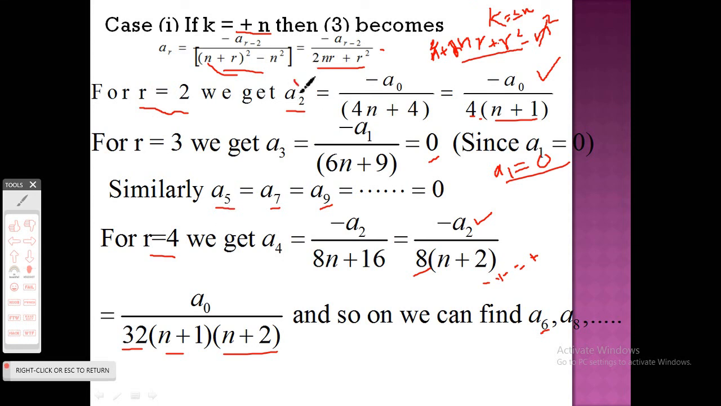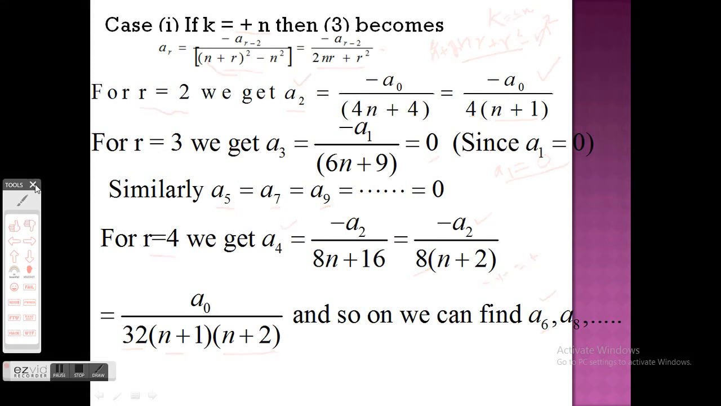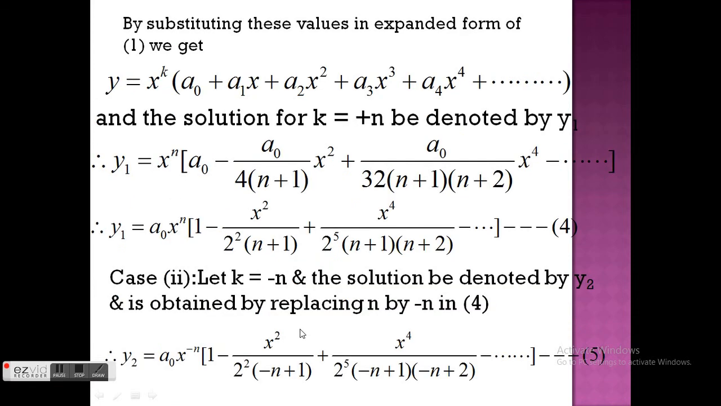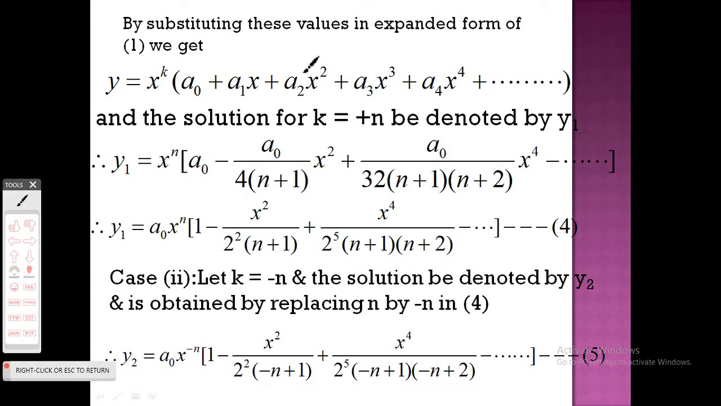So continuing so on, we can find the even values when r is equal to even numbers. The next even numbers are a6, a8 and so on. Now we have to substitute these values in the expansion of the assumed series solution. Now substituting these values in the expanded form of equation 1. Equation 1 is the assumed solution of the given differential equation.